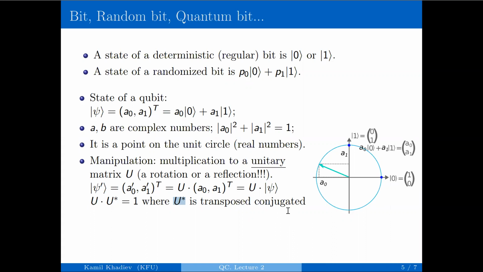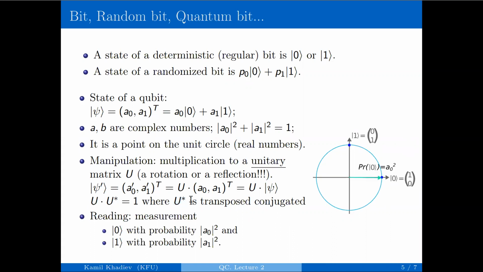Okay, good. Next, how can we read information from a quantum bit? We obtain 0 or 1 with probability A0 squared or A1 squared. It is like a random bit, but the probability is not the coordinate of our point; it is the coordinate squared. Okay, these are the basic things.